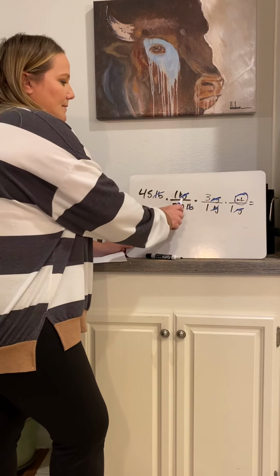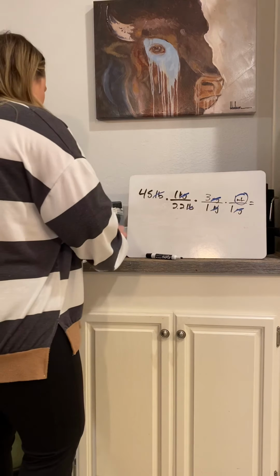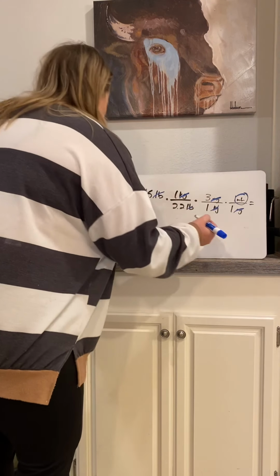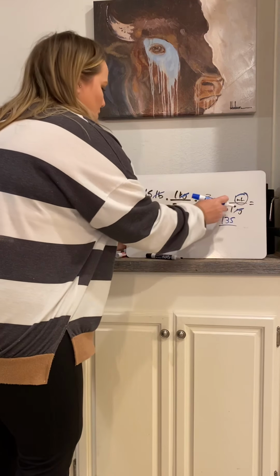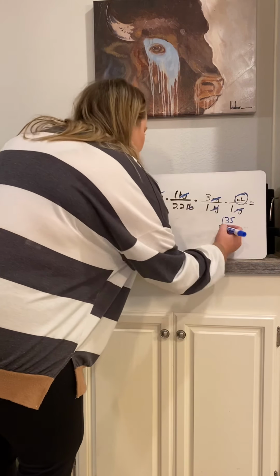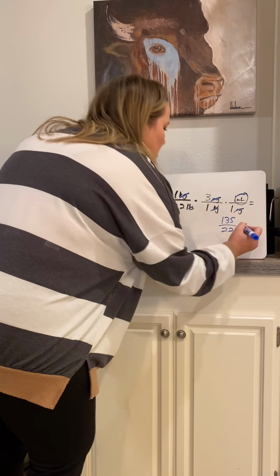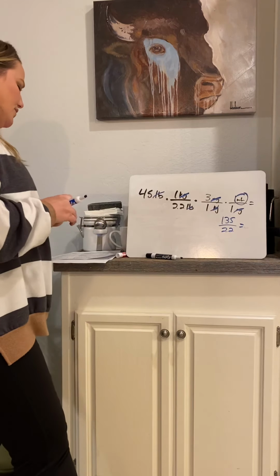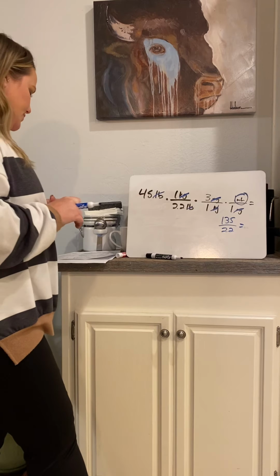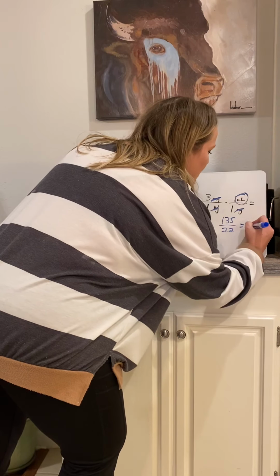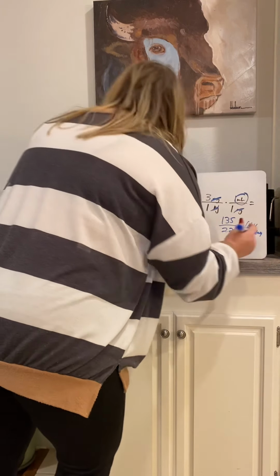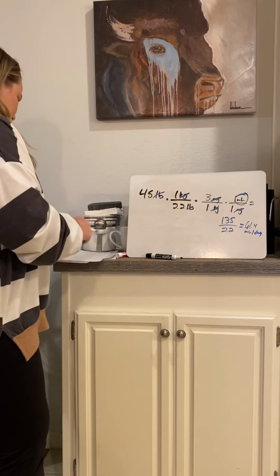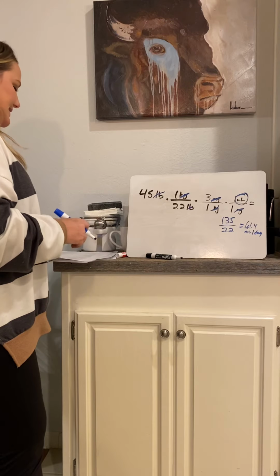So 45 times 1 times 3. That's 135. Divided by 2.2 times 1 times 1, which is 2.2. Remember, I can't stop there. I have to do the final math. So when I take 135, I divide it by 2.2. That's going to give me 61.4 milliliters per day. But again, doctor's orders for that diphenhydramine say that he's going to get that TID.